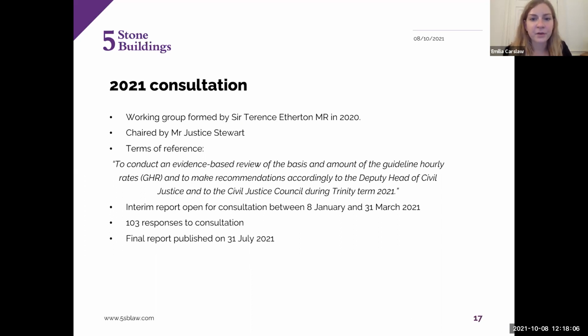So Terence Etherton, who was Master of the Rolls in 2020, formed a working group which was chaired by Mr Justice Stewart, and its terms of reference were to conduct an evidence-based review of the basis and amount of the guideline hourly rates, and to make recommendations accordingly to the Deputy Head of Civil Justice and to the Civil Justice Council during 2021. They produced an interim report, which they opened up for consultation between 8th of January and 31st of March 2021. They received 103 responses to the consultation from law firms, insurers, and interest groups, the Law Society among them, and then produced a final report which was published on 31st of July, and it didn't depart in any significant way from the recommendations that had been produced in January 2021.